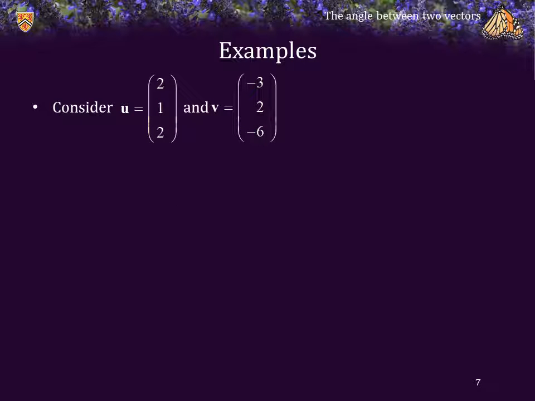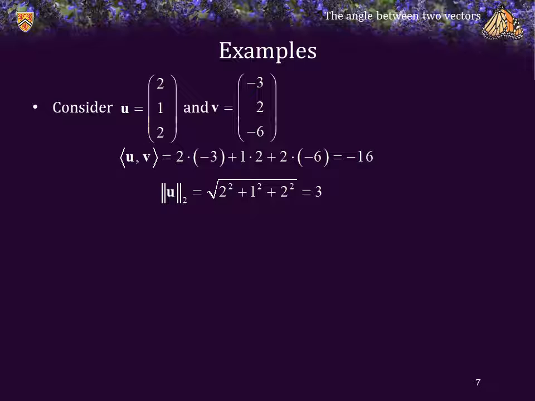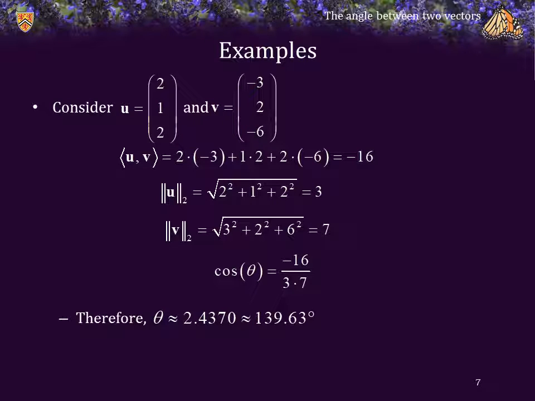Now, let's consider these 2 vectors. The inner product, as we calculated before, was -16. The 2 norm of the first is 3, the 2 norm of the second is 7, and therefore cos theta is equal to -16 over 21. Therefore, theta is equal to approximately 2.437 radians, or just shy of 140 degrees. So these 2 vectors point more in opposite directions than not.